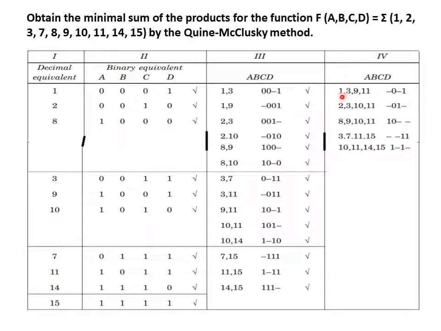So the combinations are 1, 3, 9, 11, 2, 3, 10, 11, 8, 9, 10, 11, and 3, 7, 11, 15, 10, 11, 14, 15. Here in table 2 and table 3 all the combinations are checked. So for the prime implicant table, only these 5 combinations will come.